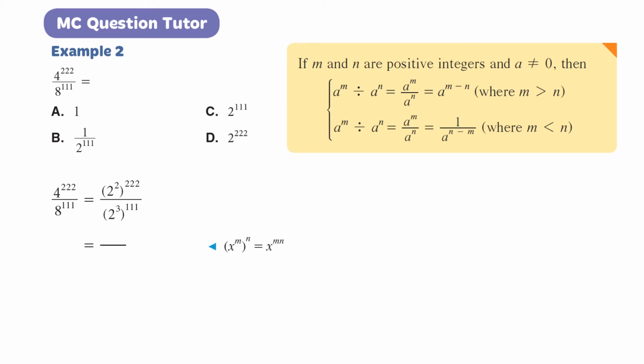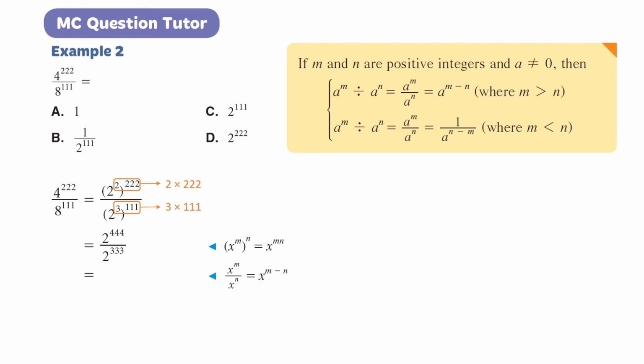So, for these indices, 2 times 2 equals 4. Let me correct the reading: the numerator becomes 2 to the power 444. For the denominator, this is 3 times 111. So we have 2 to the power 333. We made them the same base.